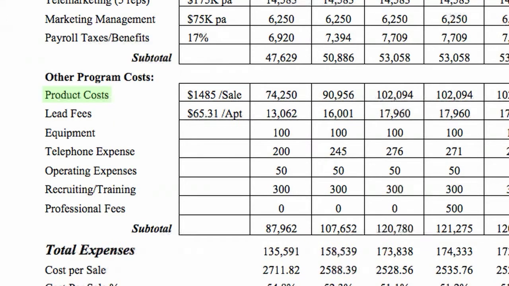What is it that you're selling, product or service? What's it cost per sale? So what's the unit cost for each sale? In this case, I've put 1,485. And then in your sales, that's just a function of how many net sales times that 1485.